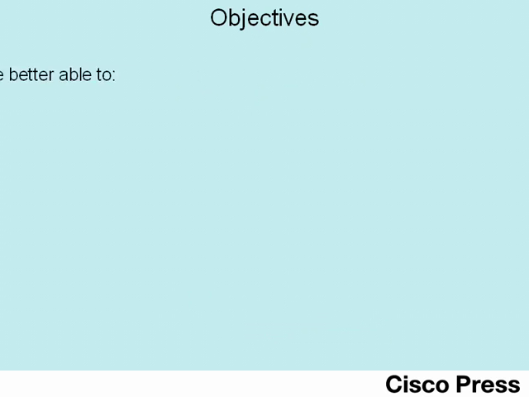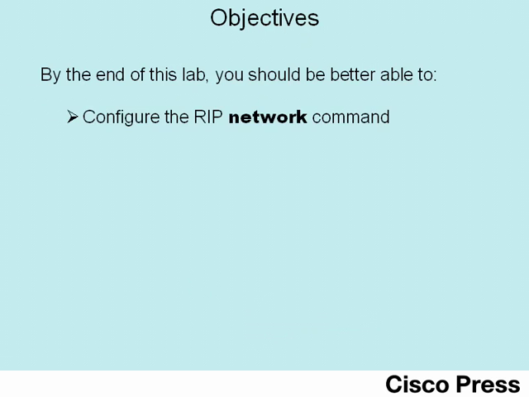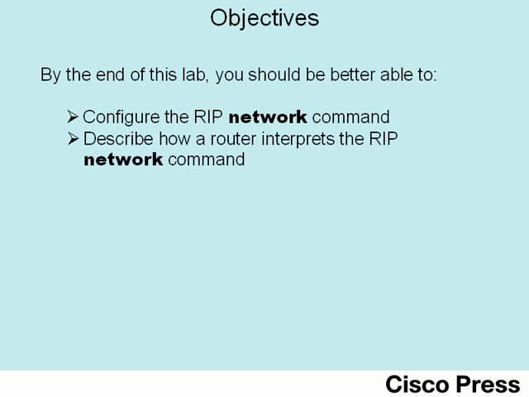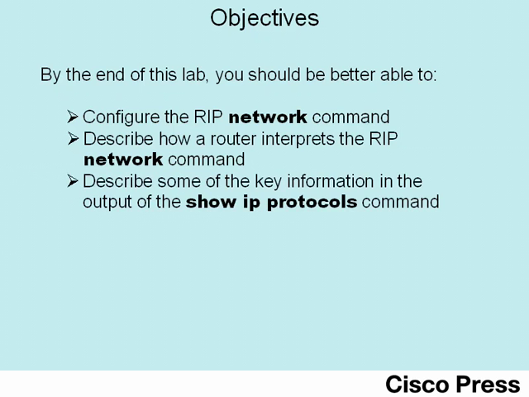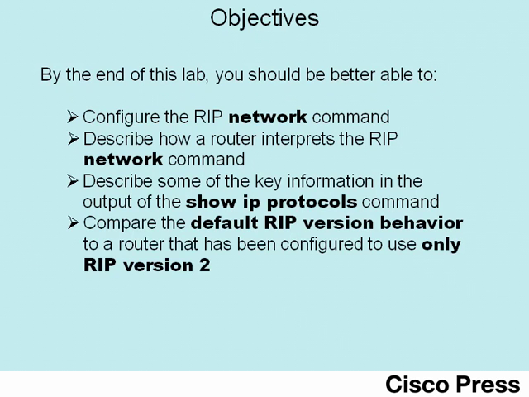This lab has 4 main objectives. First, this lab will examine how to configure the RIP network command, so that by the end of the lab, you'll be able to describe how a router interprets the network command and what it does on each interface that matches the network command. We'll also focus on the show ip protocols command, and by the end of this lab, you'll be able to describe some of the key information that you see in the output of that command. Finally, this lab will compare the default RIP behavior in regards to RIP versions and compare that to a router that's been configured to use just RIP version 2.